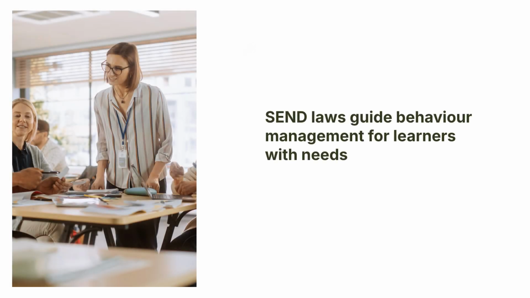SEND laws affect behavior management for learners with needs. The Children and Families Act introduced EHC plans. Behavior from unmet needs is a SEND issue. Institutions must cooperate with EHC processes. Annual reviews consider behavior patterns.